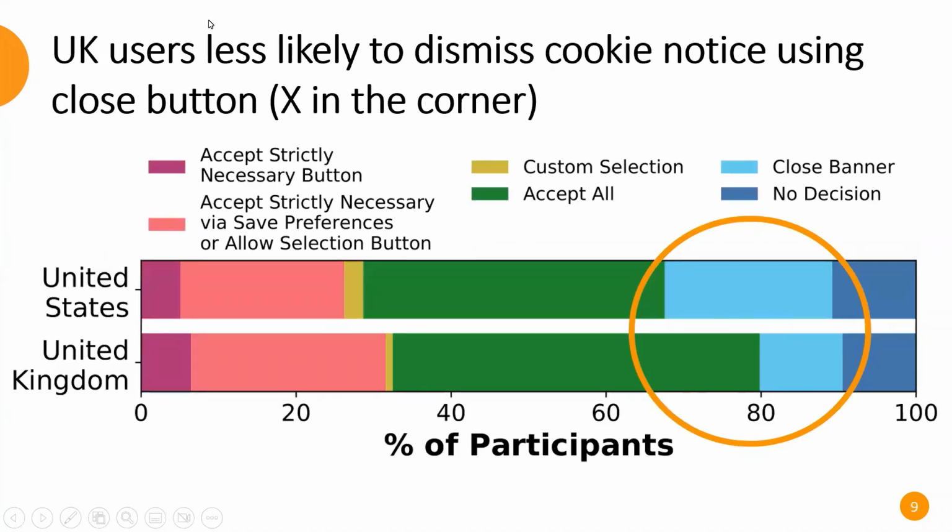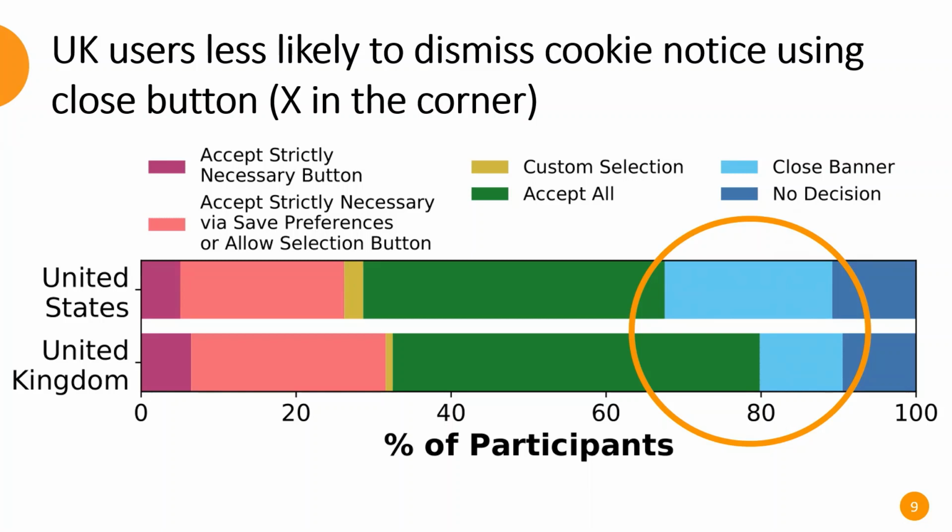So first, one of the interesting things we found was that UK users were less likely to dismiss the banner using the X button in the corner. They were about half as likely. We hypothesized this may be because in the UK, it is an opt-in system for privacy choice, whereas in the US, it's generally an opt-out system.